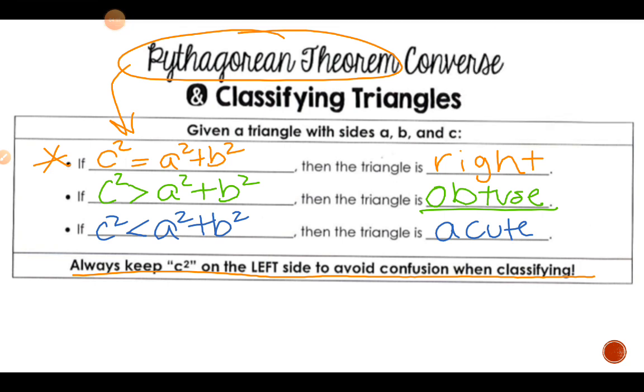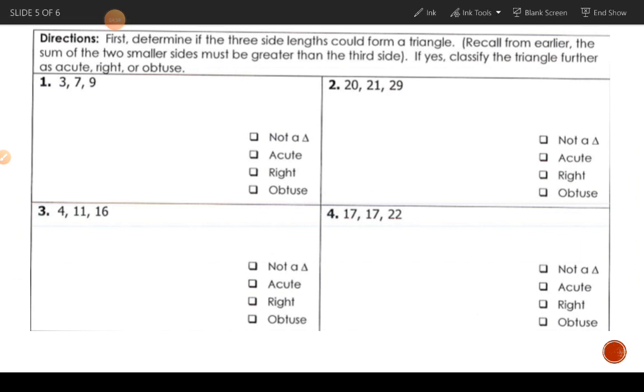Using these rules, let's do some examples to show you what's going on here. First of all, we have to make sure that this is a triangle. So first determine if the three lengths could be a triangle. Again, take the two smaller. Which ones are the two smaller? 3 and 7. 3 plus 7 has to be greater than 9. 3 plus 7 is 10. 10 is greater than 9, so we do have a triangle.